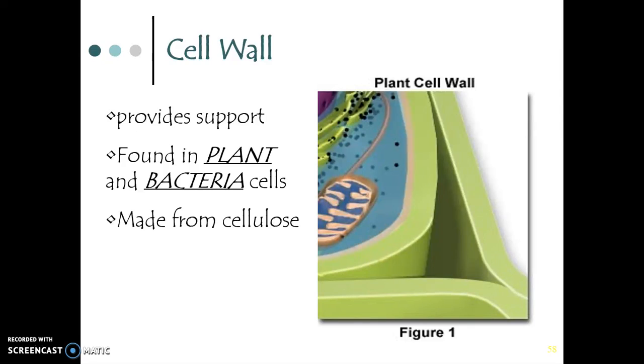Another way to tell the difference between plant and animal cells is a cell wall. Cell walls are an extra layer on the outside of the cell membrane that provides additional support. And it's what makes plant cells rigid. So cell walls are not found in animal cells. They're found in plants and in some bacteria cells. And it's made from cellulose.